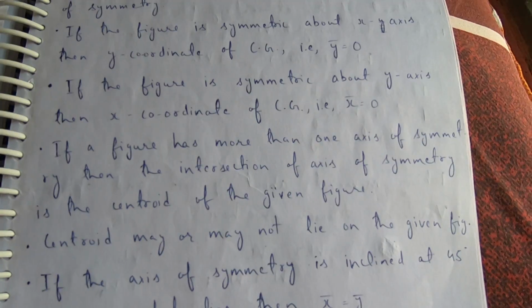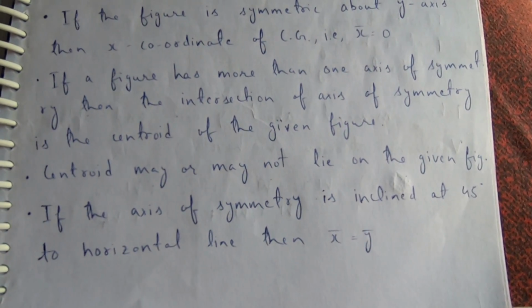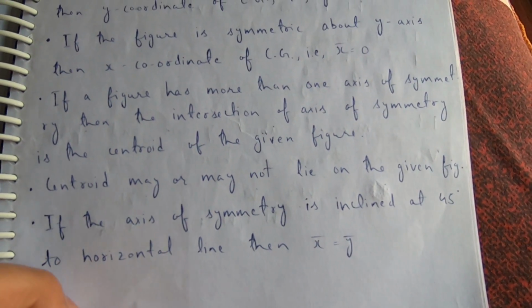Centroid may or may not lie on the given figure. If the axis of symmetry is inclined at 45 degrees to the horizontal line, then x bar is equal to y bar.